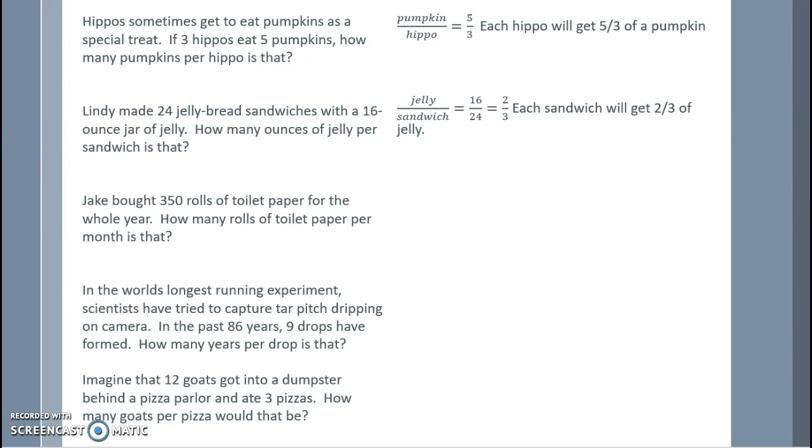Jake bought 350 rolls of toilet paper for the whole year. How many rolls of toilet paper per month is that? So we're comparing rolls of toilet paper to the month. There are 350 rolls of toilet paper. If we divide that by 12, because there are 12 months in 1 year, that means that each month there will be 29 1/6 rolls of toilet paper.